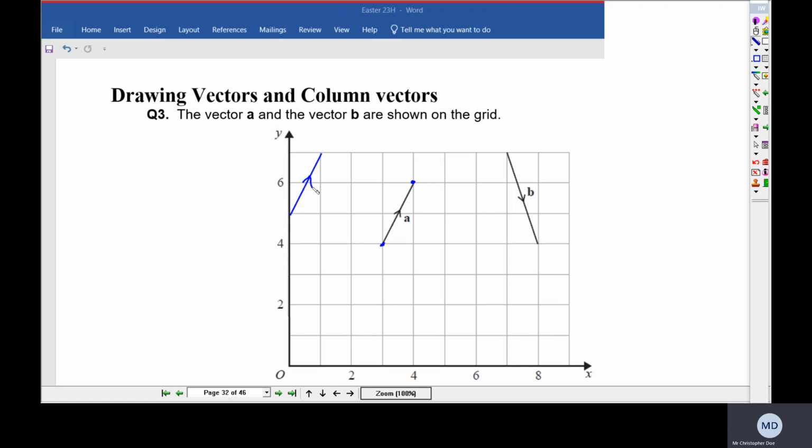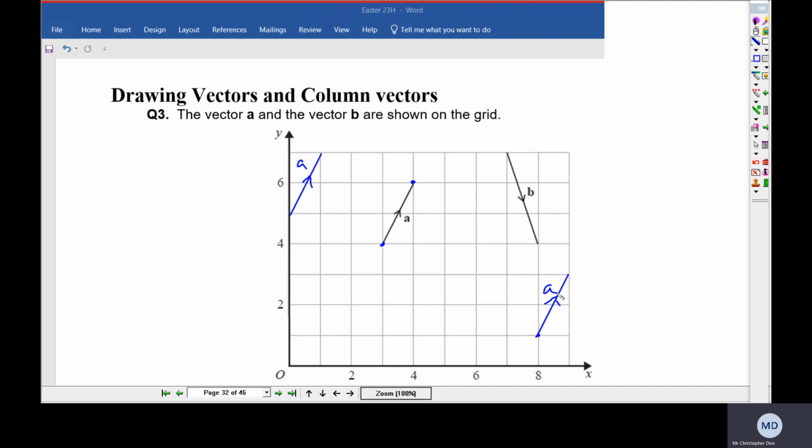Rosie, why is it A? Yeah, if it goes along one and up to, it doesn't matter where you start it on the page. The starting point doesn't matter. It's all about the distance and the direction being the same.